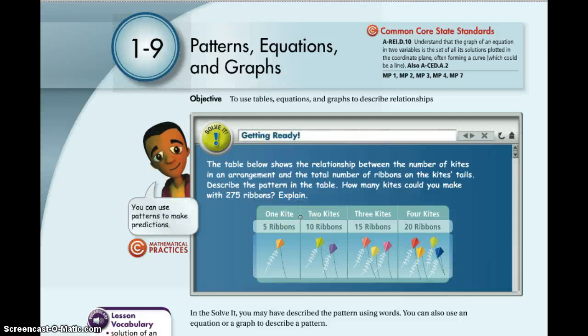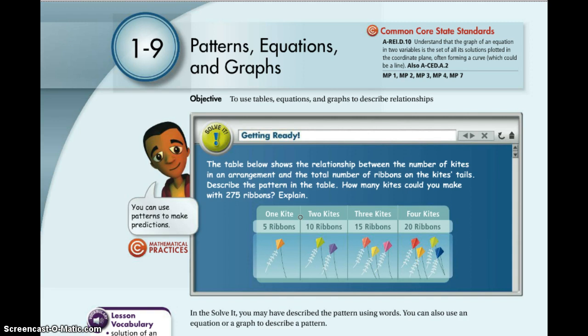This section is all about generating patterns, equations, and graphs. So it's the thought process in this section that I'm hoping you will carry with you throughout this quarter as we work on developing equations and how we can use those equations to demonstrate and show graphs and how the two work together.